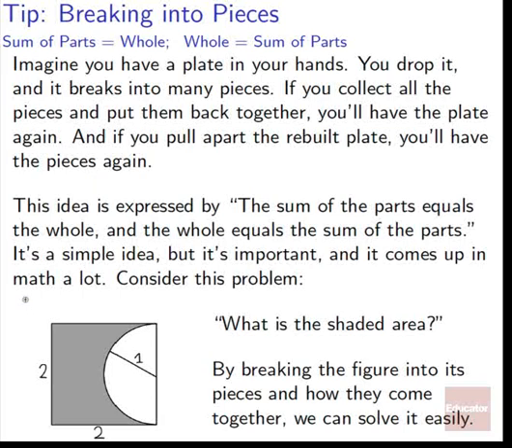Consider this problem right here. If we want to figure out what the area of the shaded area is, we want to figure out how much shaded area there is. By breaking this figure into its pieces, we can figure out how to do this, right? We see, oh, that shaded part and that semicircle, they come together to form a square. Well, I know what the square is, I can figure out what the semicircle is, and so I can use that information to figure out the shaded area. You can break things into its pieces.